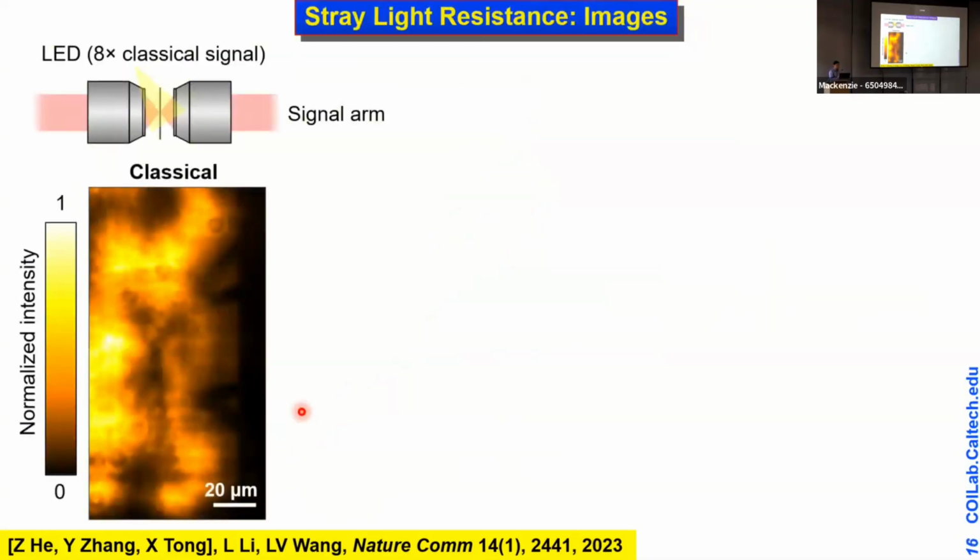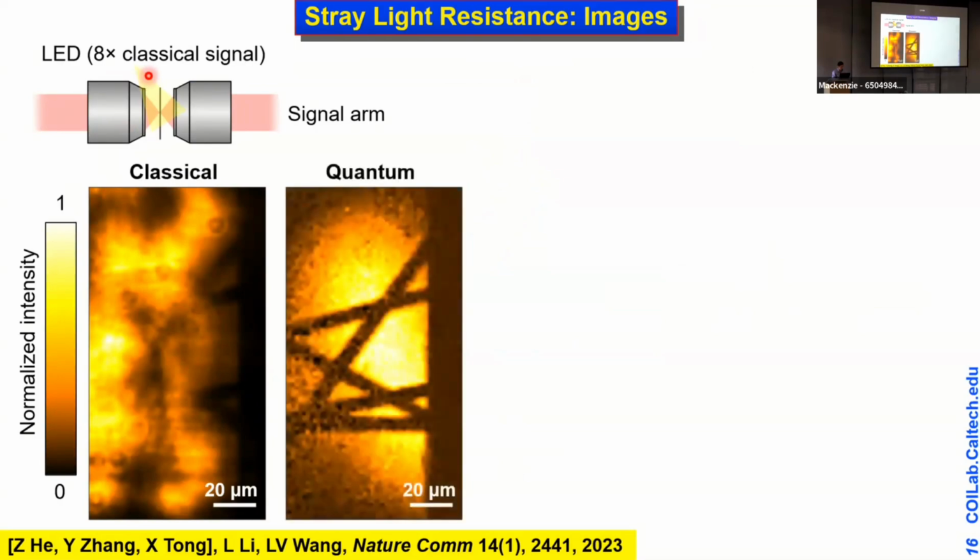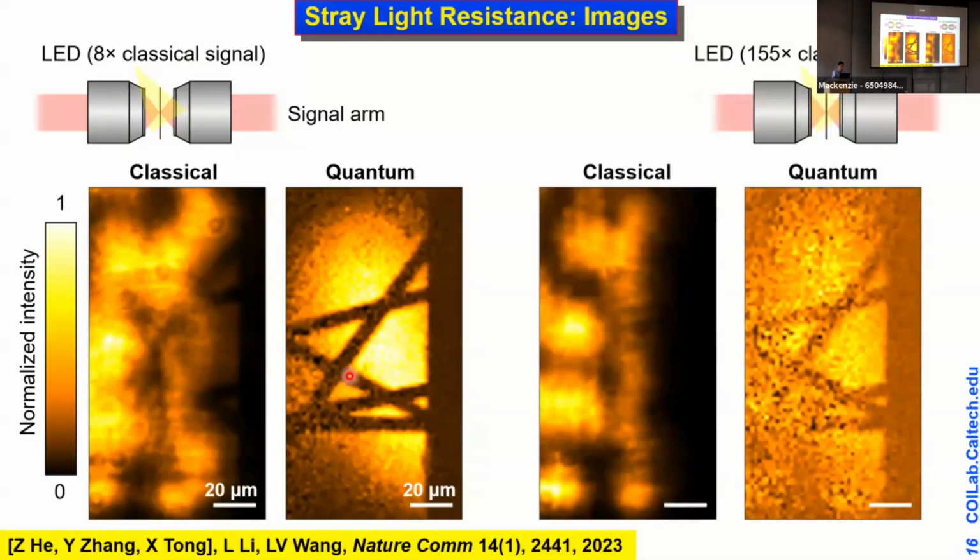Again, as a bonus, we get stray light resistance. So here you've got 8 times stronger stray light than your signal light. So this is a pretty strong stray light. The classical image doesn't really look good at all, but our quantum image can recover the features we want. We can even push it to over 100 times stronger stray light. Again, you can recover using the quantum imaging method.